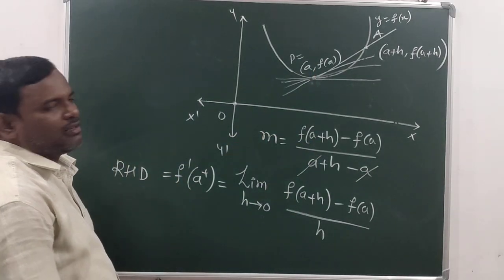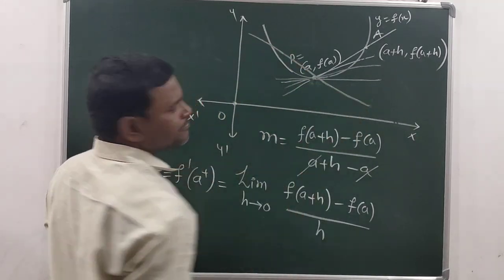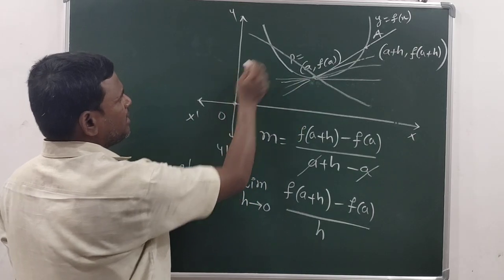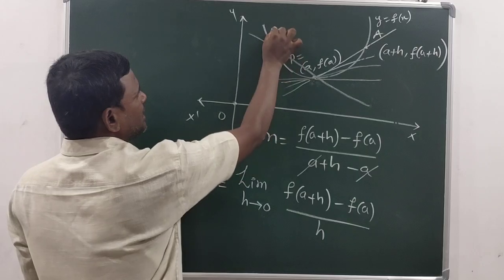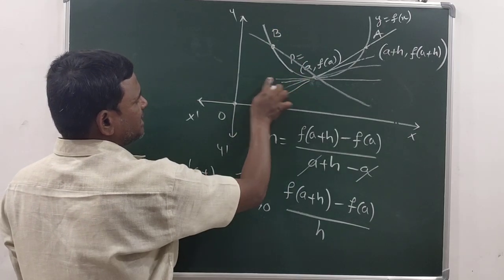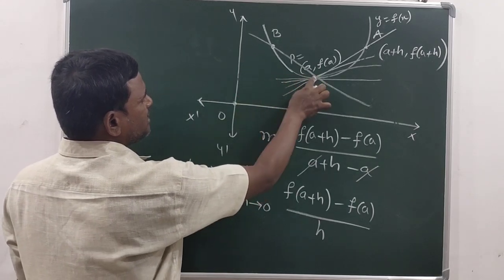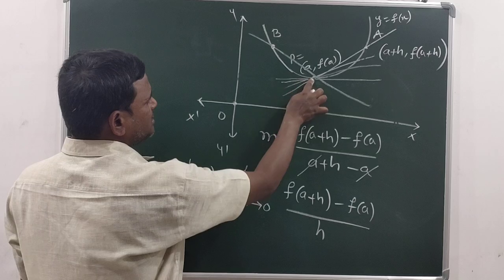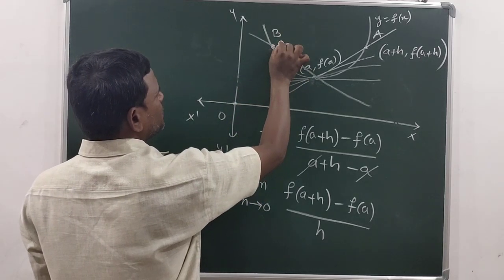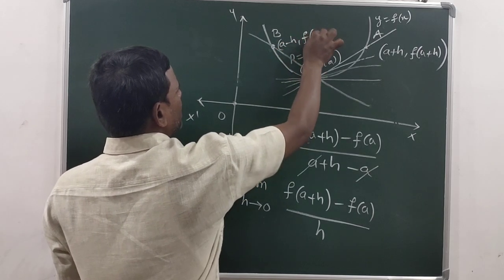In the same manner, take the secant like this, from here to here, a. So here let us name this point as b. The distance from p to b horizontally is h. Total length is a, from here to here h, then this length will be a minus h. Hence the coordinates of this point b are a minus h comma f of a minus h.